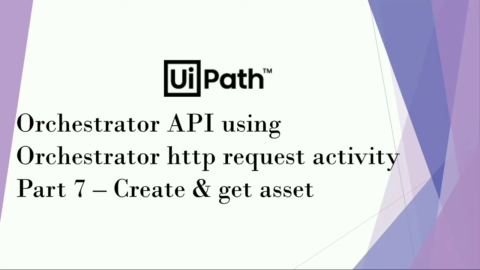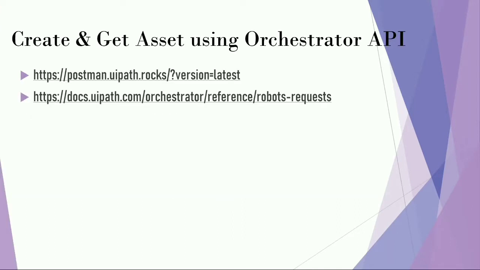In the last video, we have seen how we can run the job from our Studio by invoking the Orchestrator API with the help of the Orchestrator HTTP request activity. In this video, we're going to create the asset on our Orchestrator. Also, we'll get all the asset details that are available on our Orchestrator using the Orchestrator API.